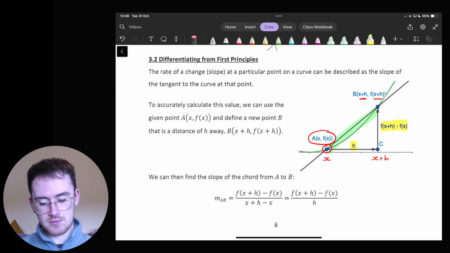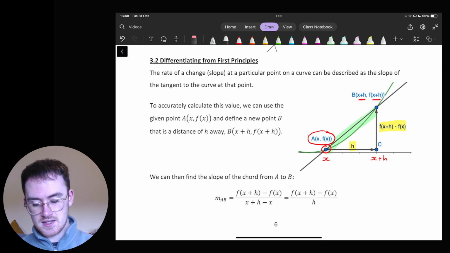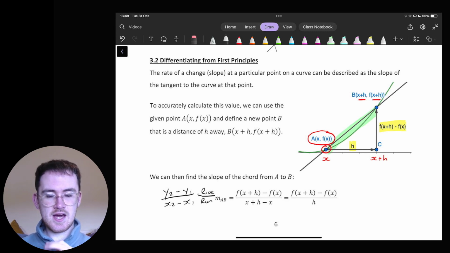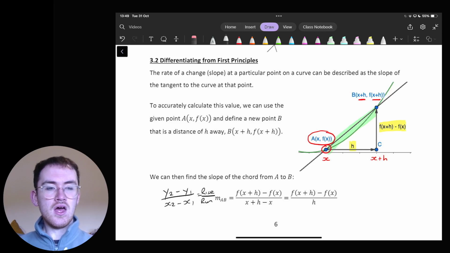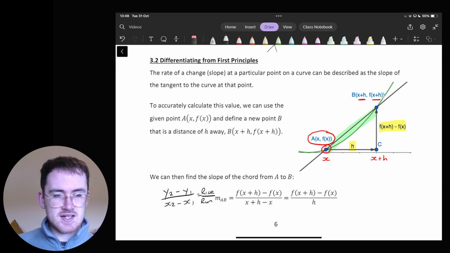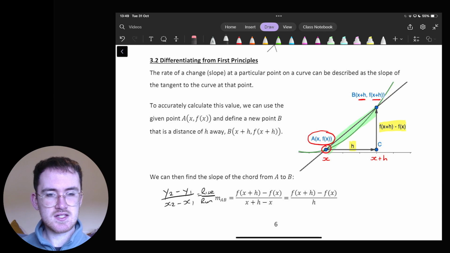We can see in the bottom here, we're using this idea that we have from coordinate geometry: y2 minus y1 over x2 minus x1, or rise over run. These were all our ways of finding slope previously. Now we're adding in an extra way. But this would give me the value of the slope of this chord that I've marked in green there from A to B, and I get f of x plus h minus f of x over h. That's the slope of the chord from A to B.